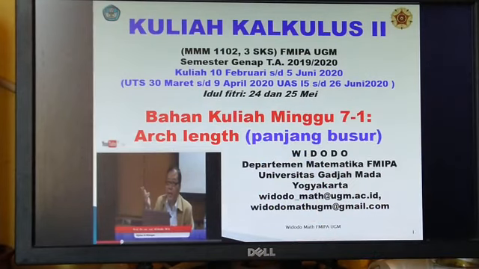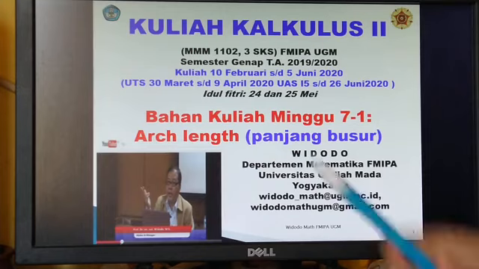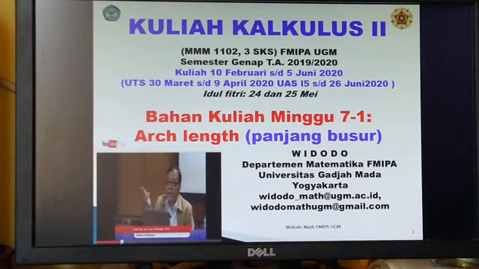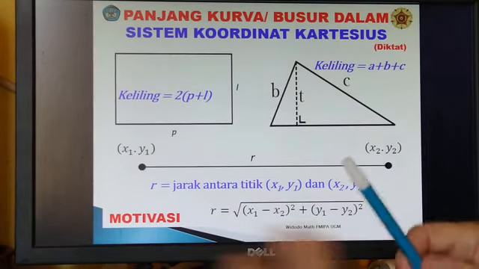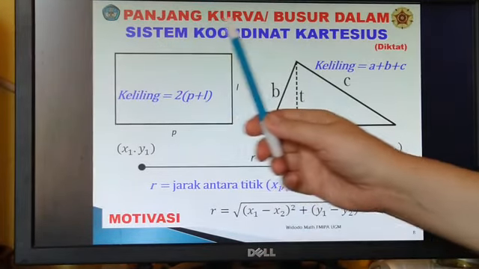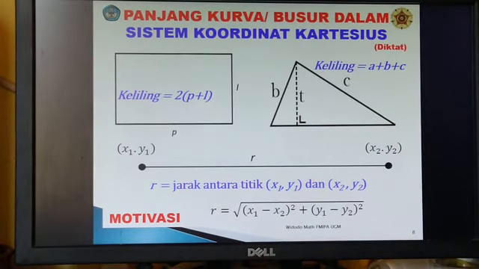There are three cases: the arc length in Cartesian coordinate, the arc length in parametric equation, and the arc length in polar coordinate. First of all, we would like to concentrate on the arc length in Cartesian coordinate. So our topic is about the arc length in Cartesian coordinate.